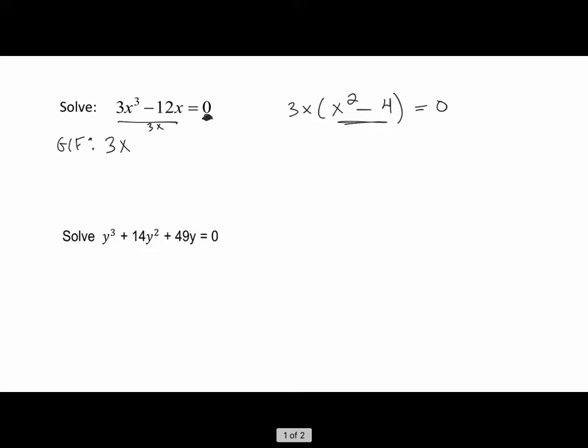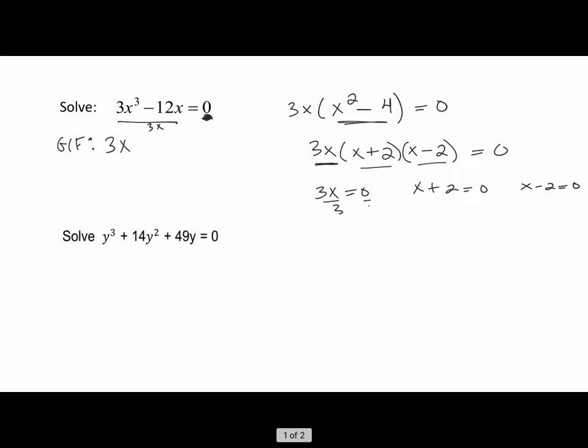So now we're left with this binomial, which can be factored because that is the difference of two perfect squares. So we'll have the sum and difference factors of the first term and the second term. So now any variable factor we set equal to 0 by the zero product property. So any factor containing a variable.